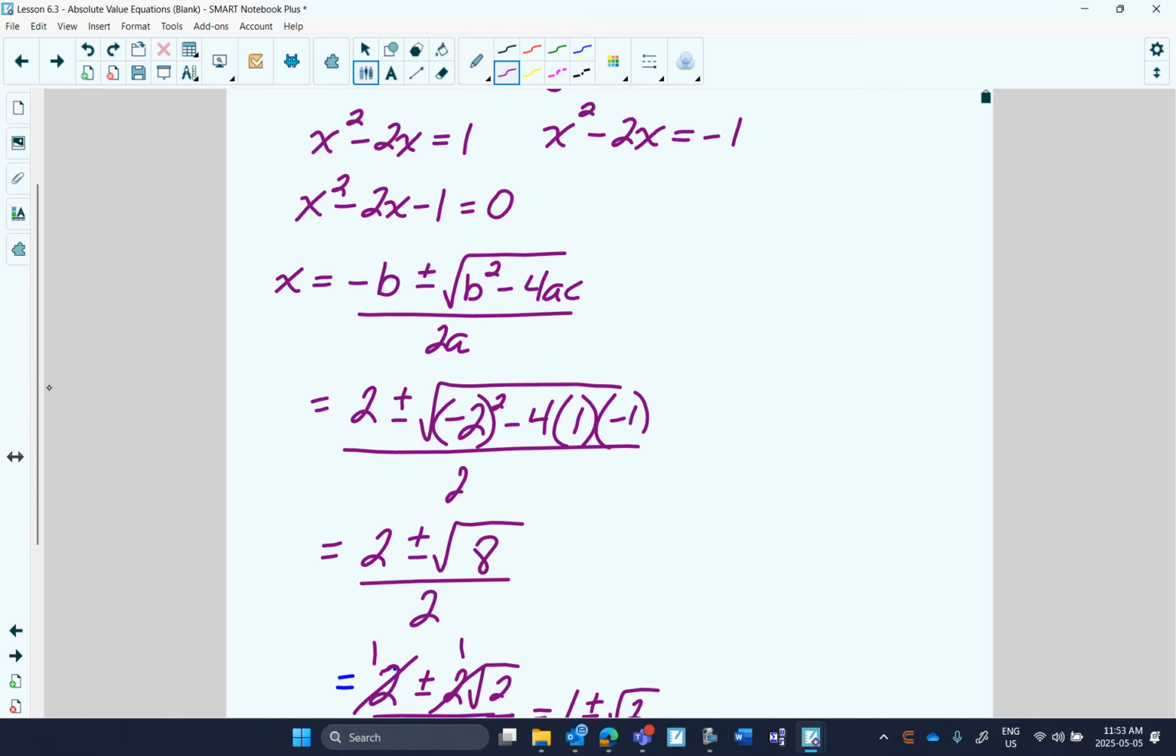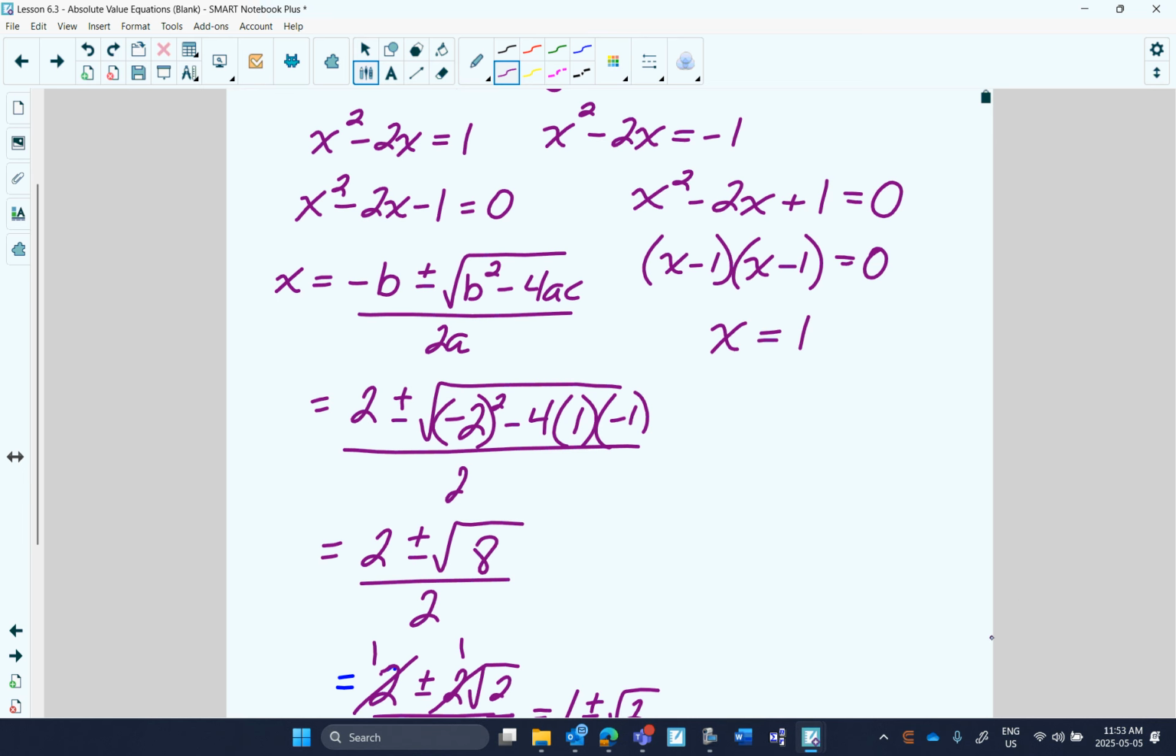This one's much easier, because this one you can actually factor. Negative 1, negative 1. I know, it's fun stuff that we're doing today. So what are my solutions here? 1, because it's 1 for both factors.